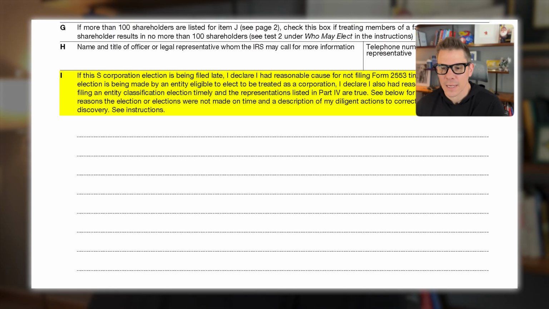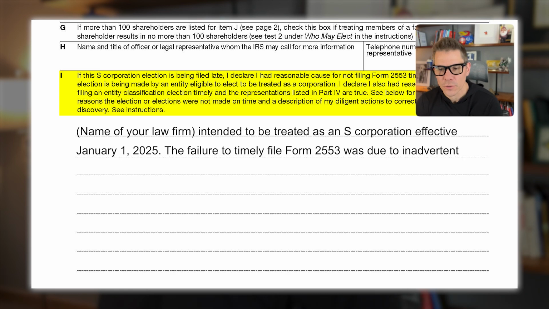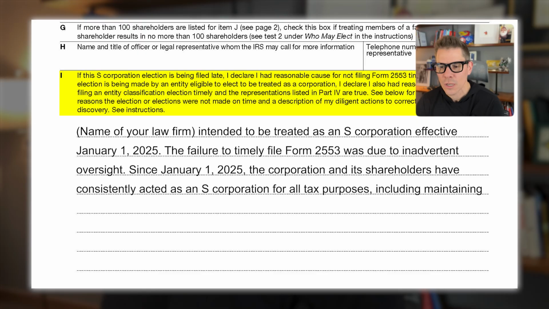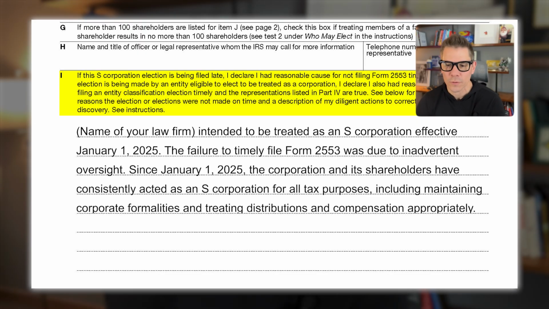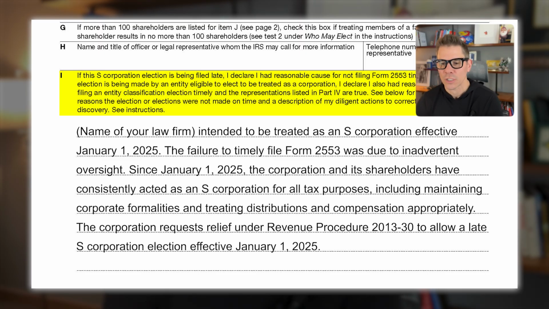So in this section I, I'm going to tell you what to say exactly. You are going to say, the name of your law firm intended to be treated as an S corporation effective January 1, 2025. The failure to timely file Form 2553 was due to inadvertent oversight. Since January 1, 2025, the corporation and its shareholders have consistently acted as an S corporation for all tax purposes, including maintaining corporate formalities and treating distributions and compensation appropriately. The corporation requests relief under Revenue Procedure 2013-30 to allow a late S corporation election effective January 1, 2025. You have completed section I.